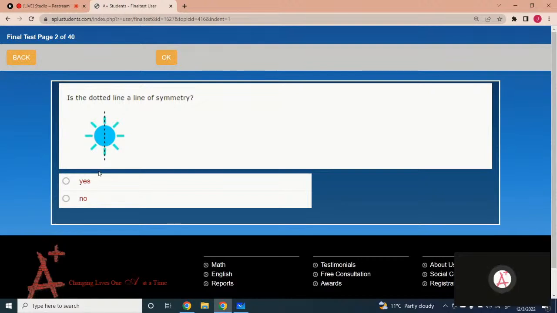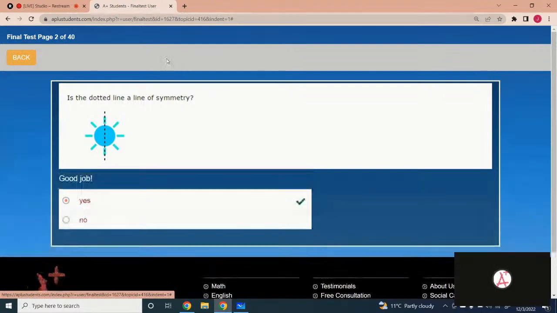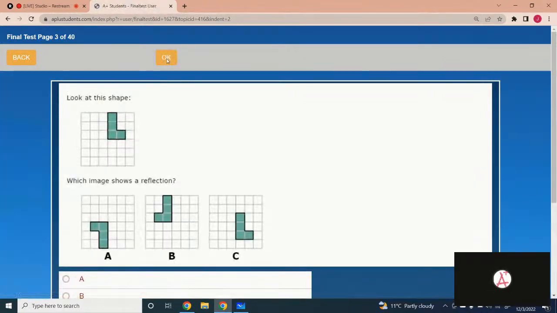Yes, it is. So, line of symmetry is the line that divides the image into two exactly same parts. Got it? So, the answer is yes. Okay. Look at this shape. Which image shows a reflection? So, which one is the reflection? Okay.